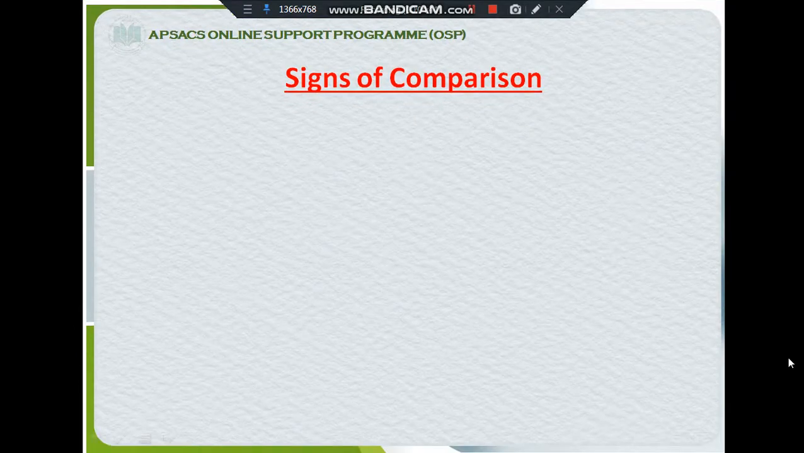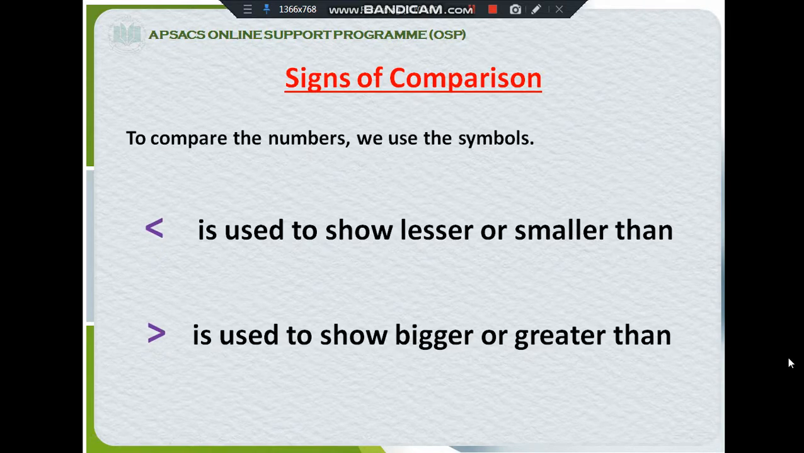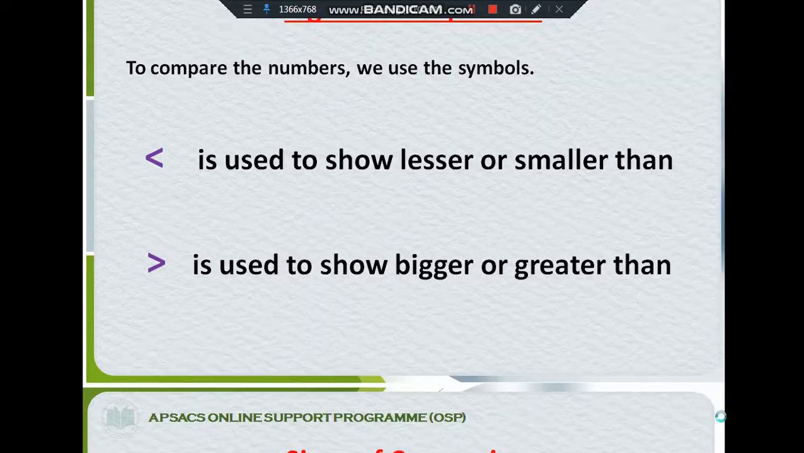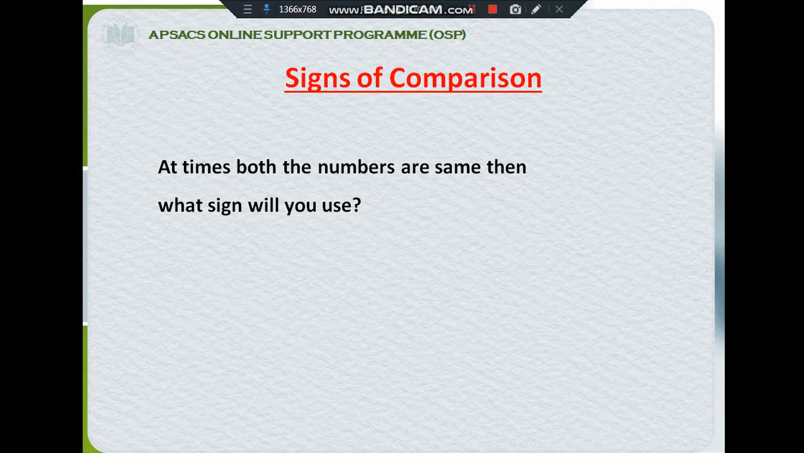Now, there are some certain signs for comparison. Here we have the first one. This sign is used to show lesser or smaller than, while this sign is used to show bigger or greater than. Now students, I want to tell you one interesting thing. At times, both the numbers are the same. Then what will you do? Do you know which sign we will use at that time? Exactly, very good. It is the sign of is equal to. So this is the sign of is equal to.